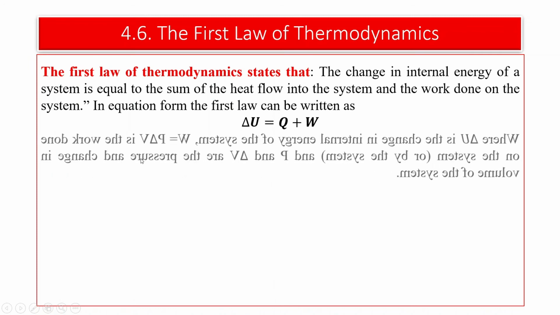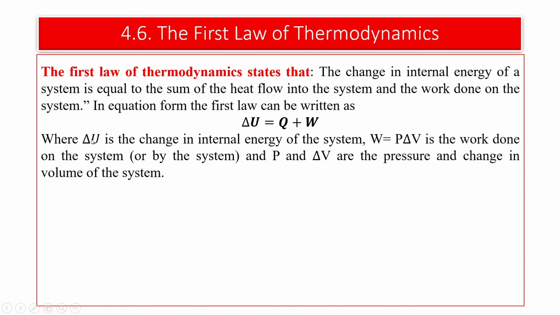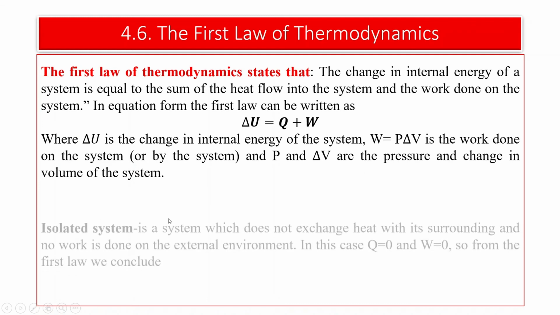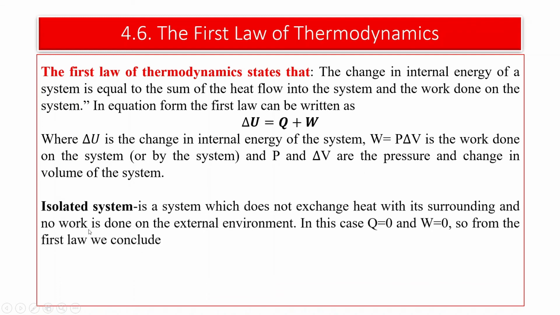Okay, having this in mind, ΔU is the change in internal energy of the system, and W is the work done, which can be calculated as P ΔV for a constant pressure. It is the work done on the system or by the system. So P and ΔV are the pressure and change in volume of the system.